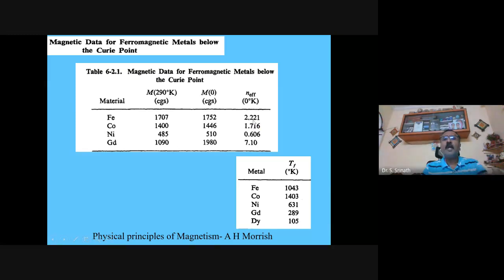And you see that these numbers are the effective spins per unit atom. Suppose for each iron atom, in terms of Bohr magnetons. Bohr magneton is the magnetic moment associated with one unpaired electron. So for iron, you have a magnetic moment of 2.2 Bohr magnetons per iron atom. And similarly for cobalt, it is 1.7. For nickel, it is 0.6. And for gadolinium, it is 7.1.